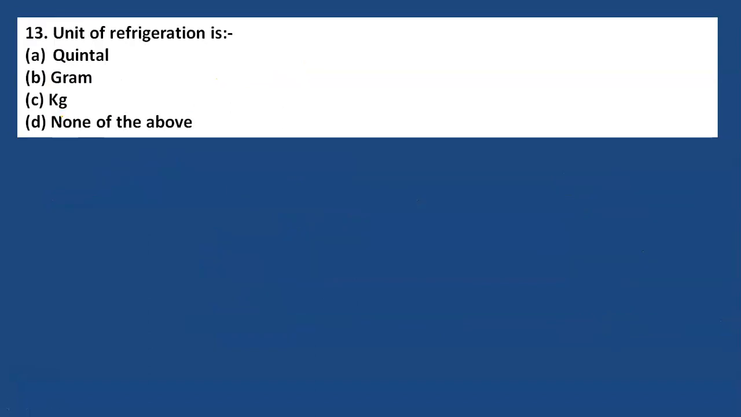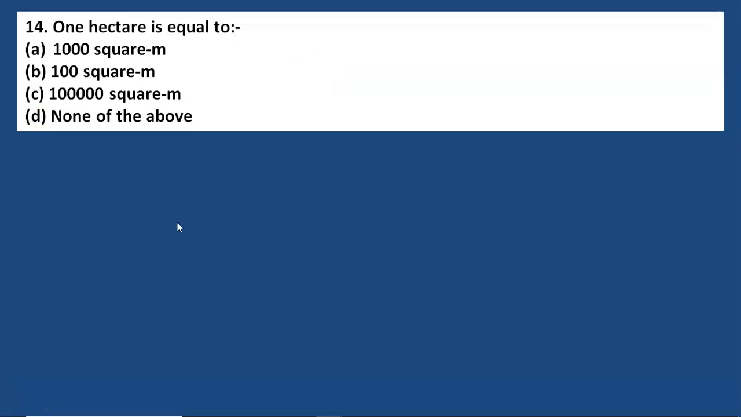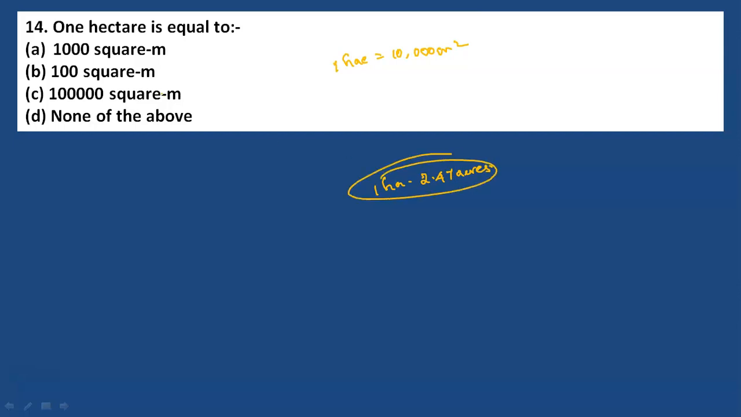Next question. Unit of refrigeration. So the unit of refrigeration is ton. Okay, so nothing is given here. Option D is the correct answer, none of the above. So next question. 1 hectare is equal to, so actually 1 hectare is equal to 10,000 meter square. Okay, so as well as 1 hectare is equal to 2.47 acres. Okay, so here nothing is given, so none of the above. Option D is the correct answer.